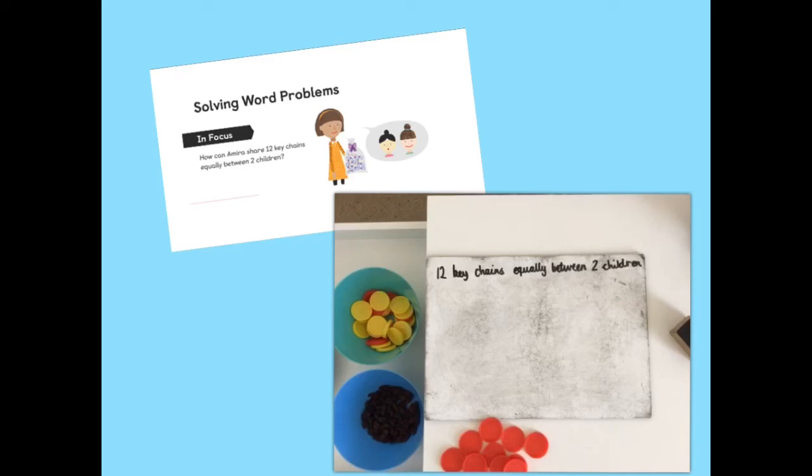For the last part of our division lesson, we're going to have a look at solving word problems, and we're going to use our understanding of sharing and grouping to work it out. So your problem here is, how can a mirror share 12 keychains equally between 2 children?